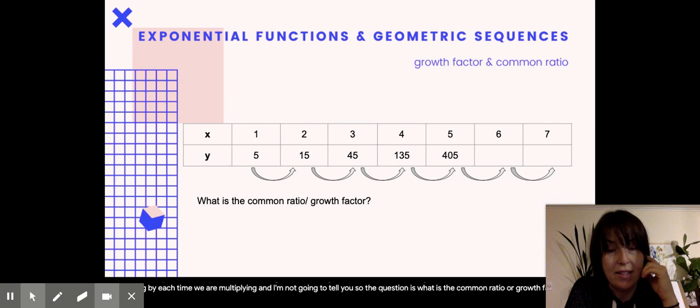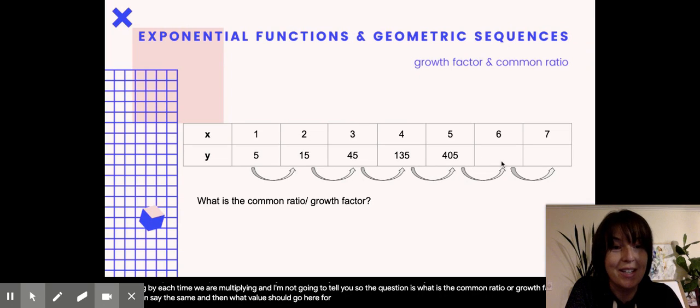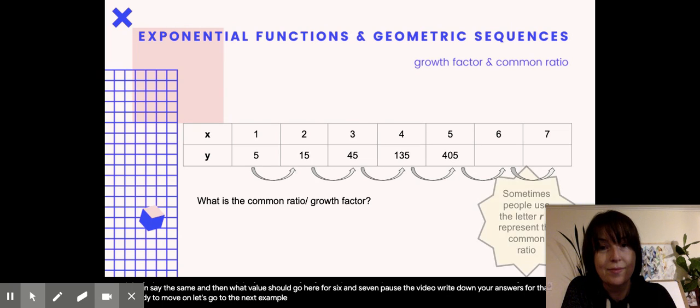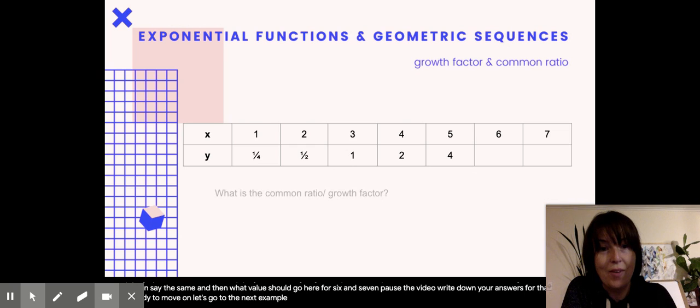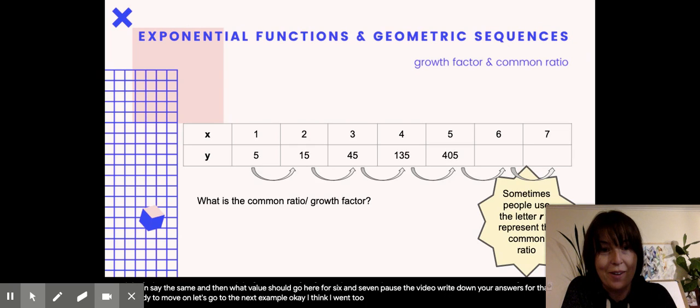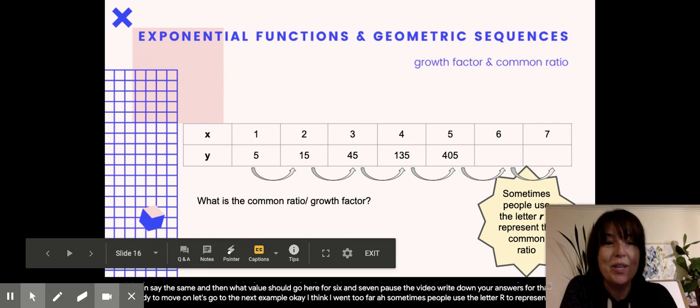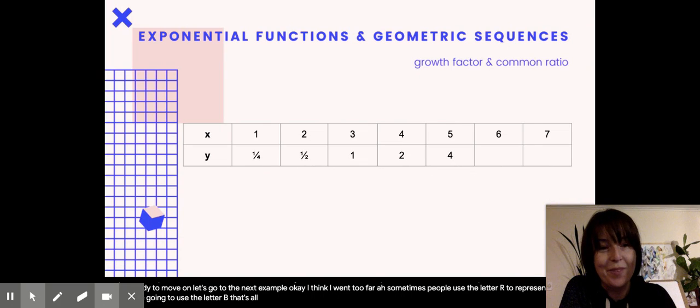Either way, we can say it the same. And then what value should go here for 6 and 7? Pause the video, write down your answers for that, and when you're ready to move on, let's go to the next example. Okay, I think I went too far. Sometimes people use the letter R to represent common ratio. We're going to use the letter B. That's all.